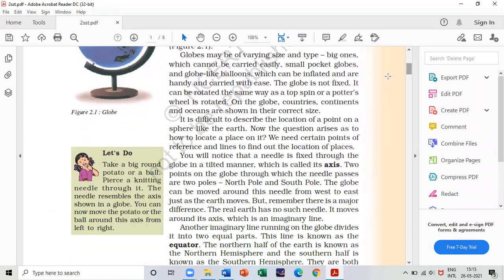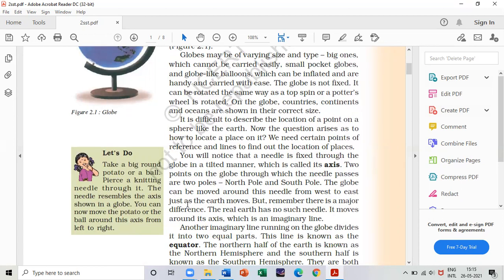And here you get the axis, that is, if the needle is fixed through the globe in a tilted manner, it is called the axis, and the 2 points on the globe through which the needle passes are the 2 poles, that is, the north pole and the south pole.